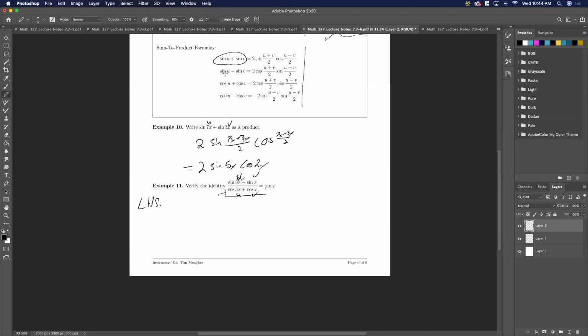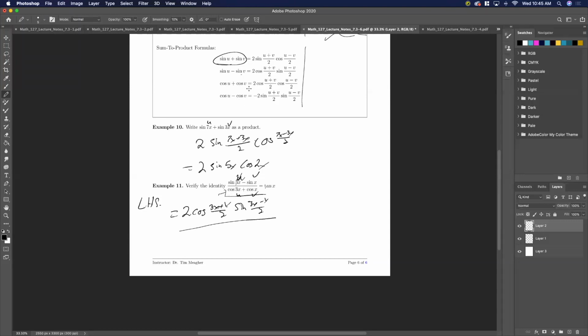And so it'll be sine minus sine, right? So here we're going to be using this one. On top, we're going to get 2 cosine of u plus v divided by 2, so it would be 3x plus x divided by 2, times sine of 3x minus x divided by 2.